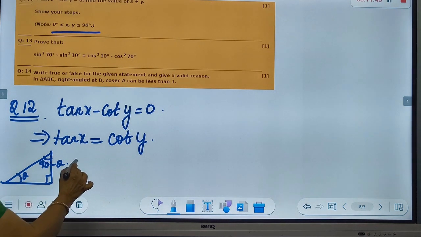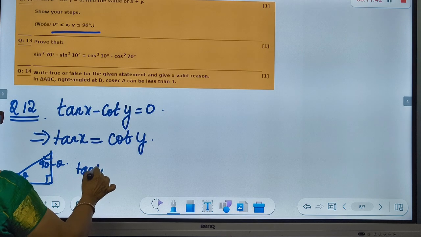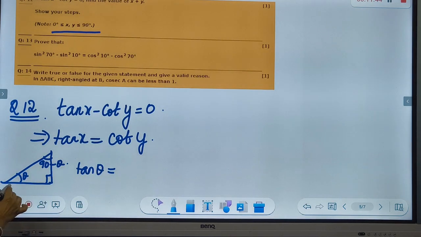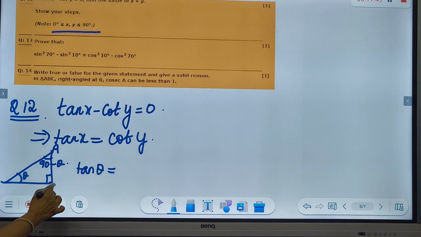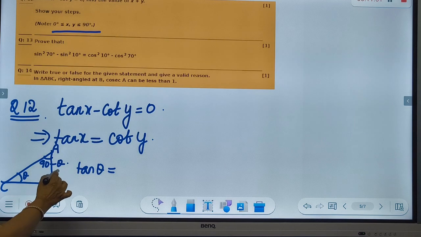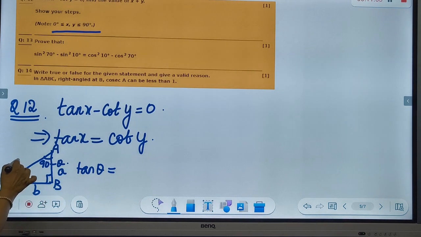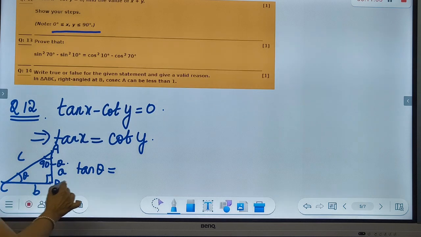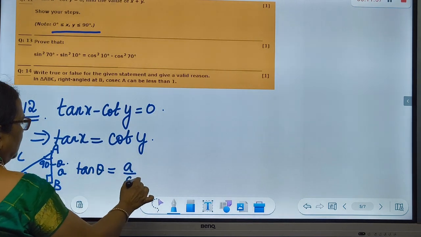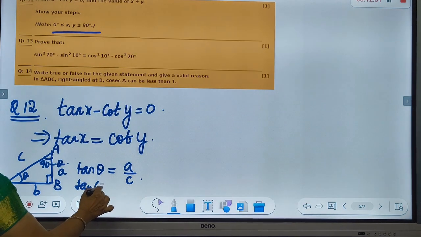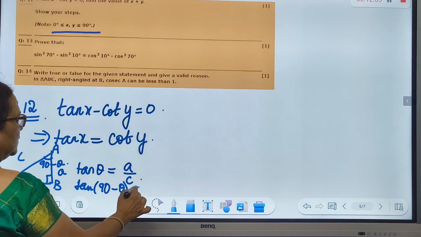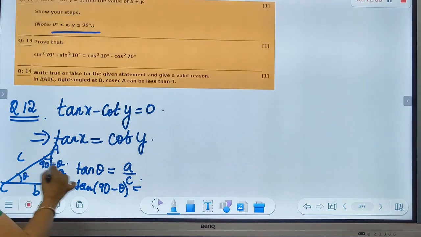What will be tan theta? Suppose I call this triangle A, B, C, with this side as A, this side as B, and this side as C. Tan theta will be A by C. What will be tan of 90 minus theta? Tan of 90 minus theta will be B by C.